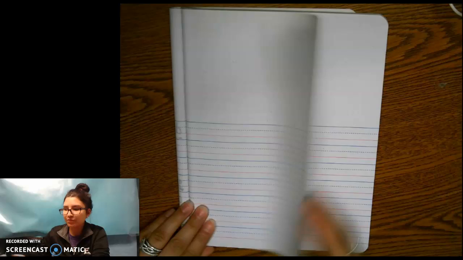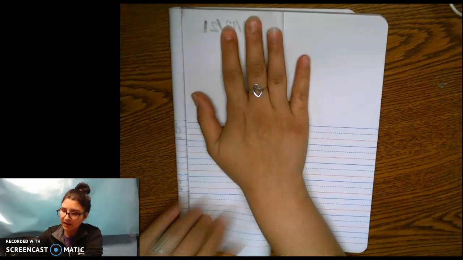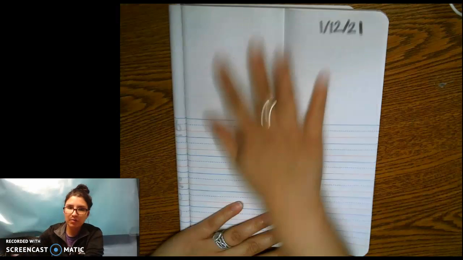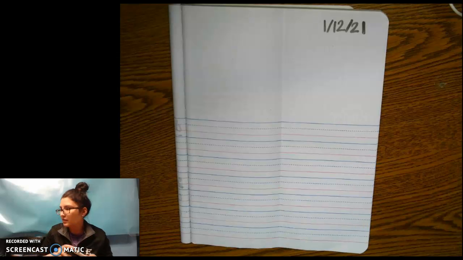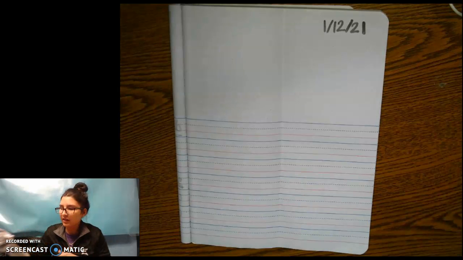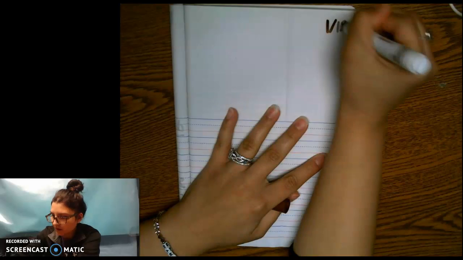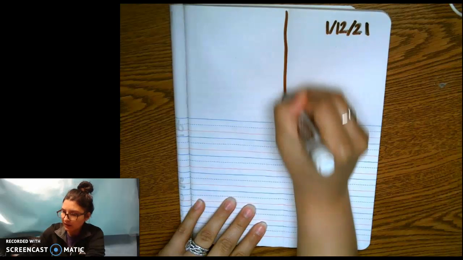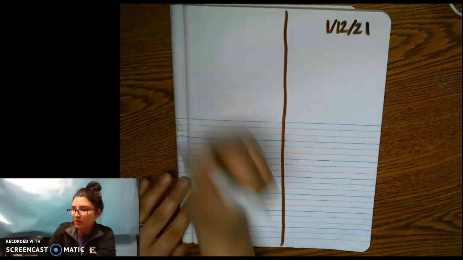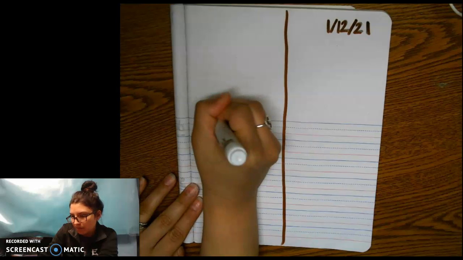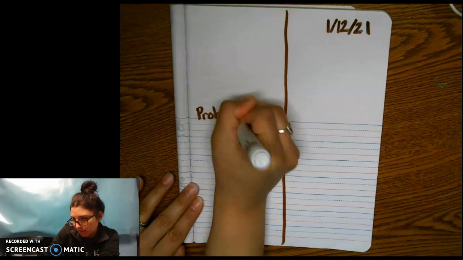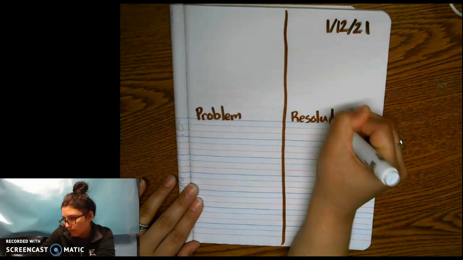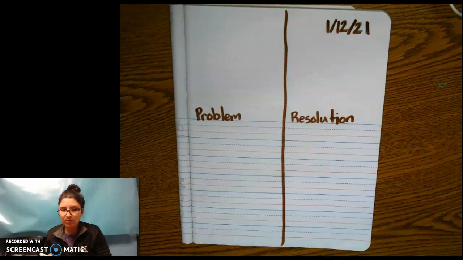Now what I'd like for you to do is this. Get your page and fold it, open it, get your pencil. Let me actually get a different color marker, something you can see a little better with. Okay, and draw a line down, write problem, resolution. Okay.